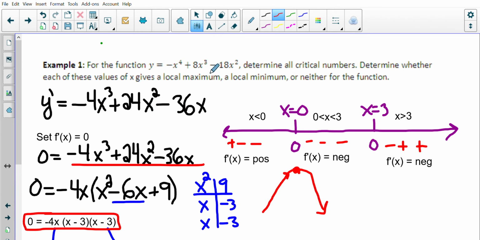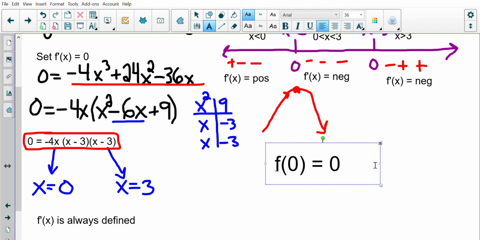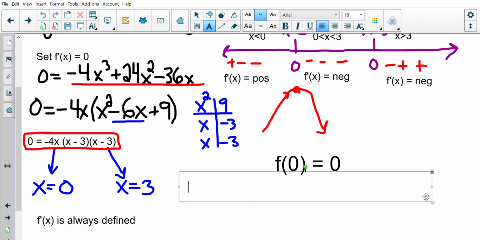And I can find out what that max is by subbing into my original equation, which is pretty easy because every time I put a 0 in for x, I'm going to get 0. And so f of 0 is equal to 0. Again, that's plugging into the original function. And so, therefore, there is a max, actually, at x equals 0 of 0.